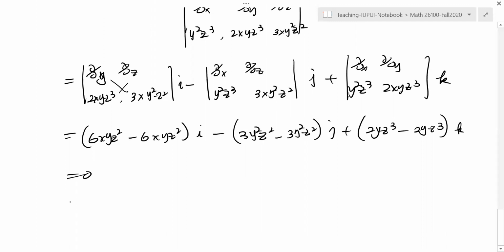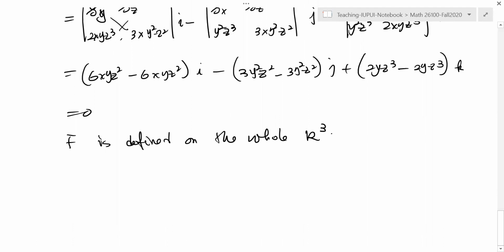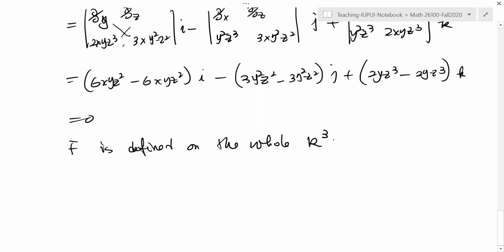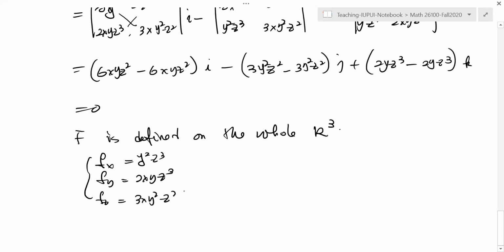So that's a guarantee because the function is defined on the whole R3. So this vector field is defined on the whole R3. Of course, it's simply connected, no holes. So we are able to find this function. Now, what we are going to do is write down this unknown function: fx, fy is going to be 2xyz cubed, and fz is going to be 3xy squared z squared.